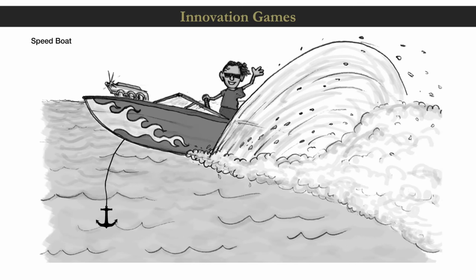There's an anchor. This is slowing the speedboat down. This is something that your customers don't like about the product. They like everything else, but they don't like this. So it's acting as an anchor. It's slowing your speedboat down. Wait, here's another one, and another one, and oh my God, another one.